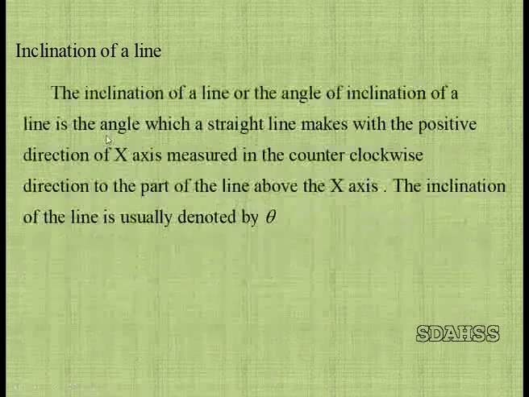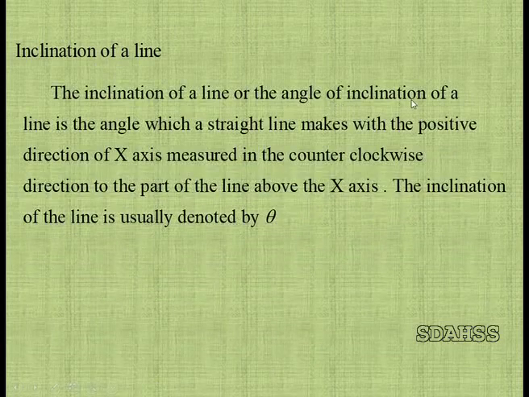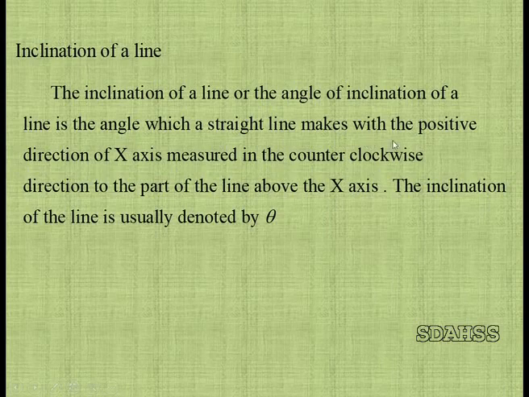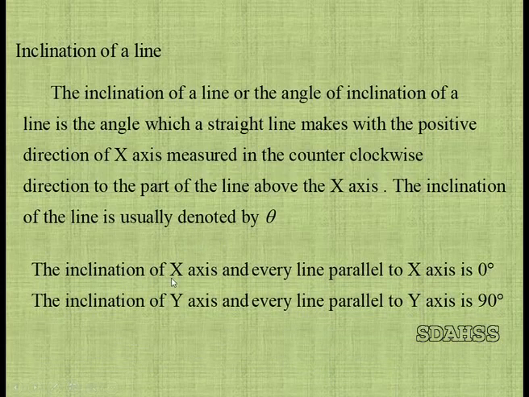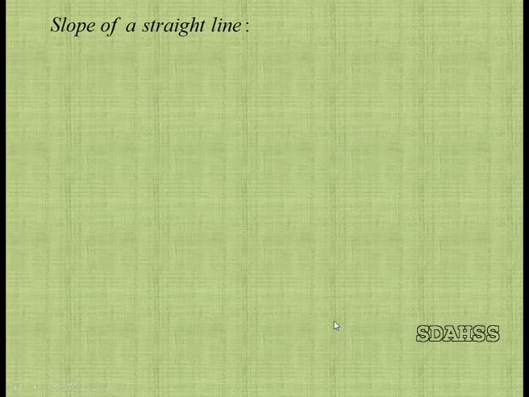Inclination of a line. The inclination of a line, or the angle of inclination of a line, is the angle which a straight line makes with the positive direction of the x-axis, measured in the counterclockwise direction to the part of the line above the x-axis. The inclination of the line is usually denoted by theta. The inclination of the x-axis and every line parallel to the x-axis is 0 degree. The inclination of the y-axis and every line parallel to the y-axis is 90 degree.